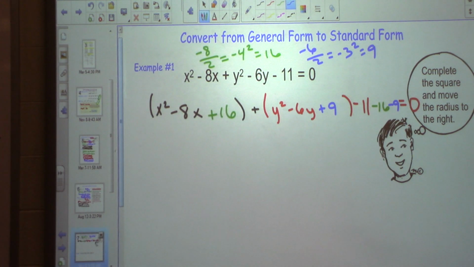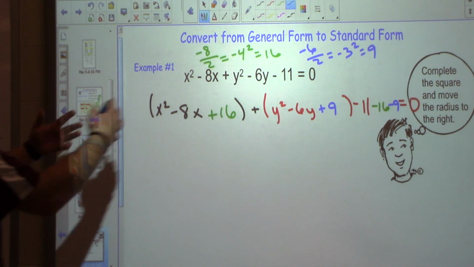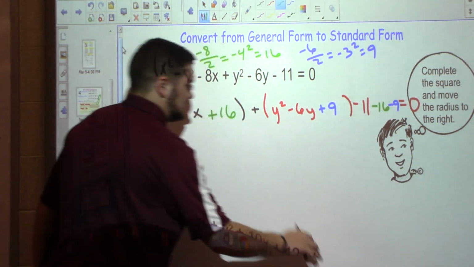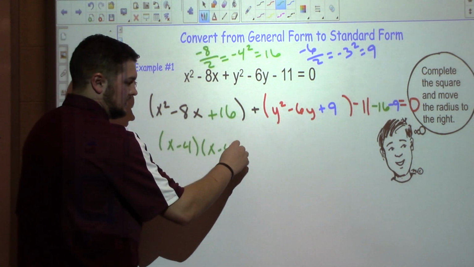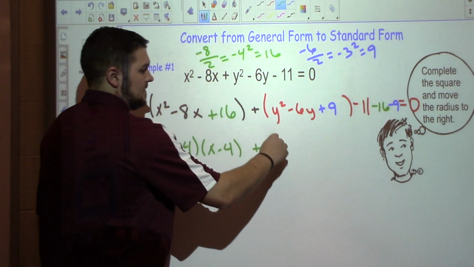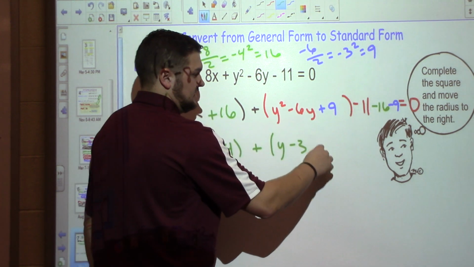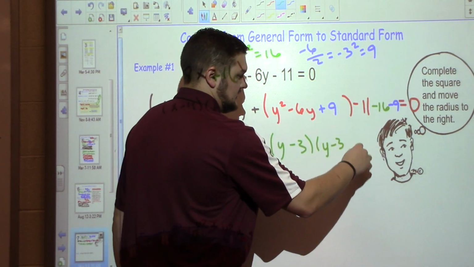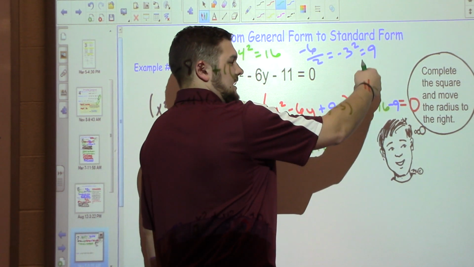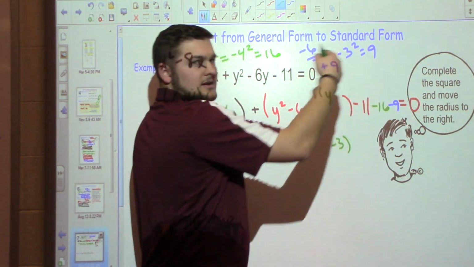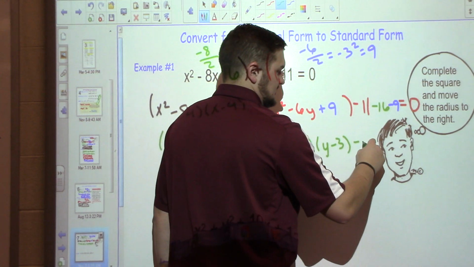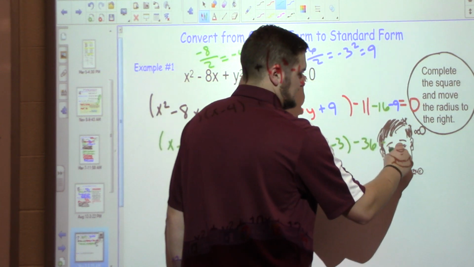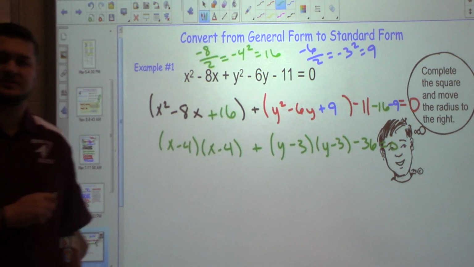Okay, and just like we did before, we're going to factor each of our terms. This becomes x minus 4 times x minus 4, plus y minus 3 times y minus 3. Negative 11 minus 16 minus 9 should get me negative 36, or minus 36 equals 0.